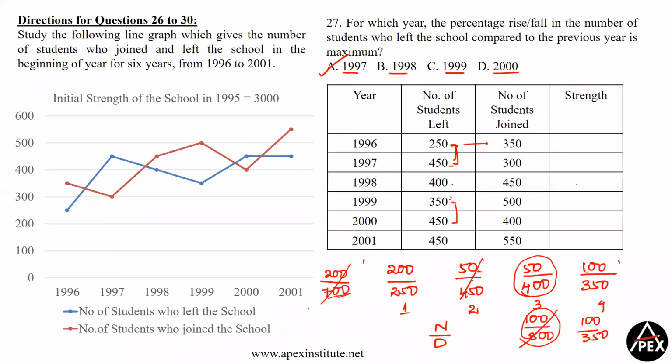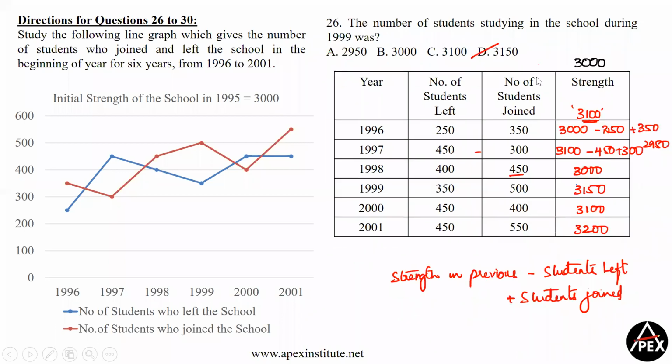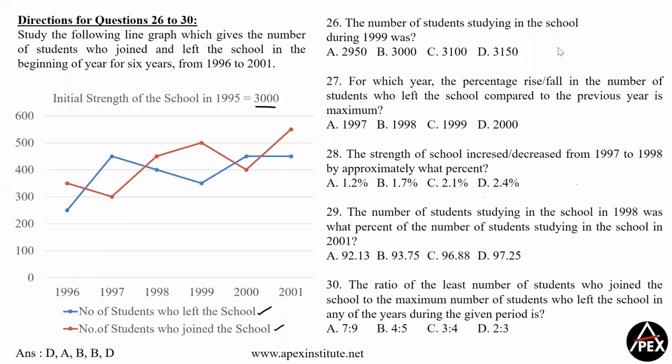Clear? Yes, quick responses. Is this clear? So the answers for this set are D, A, B, B, D. Try to solve these three questions. They are easy: percentage increase or percentage decrease, and ratios. This is one good set which I wanted to discuss.